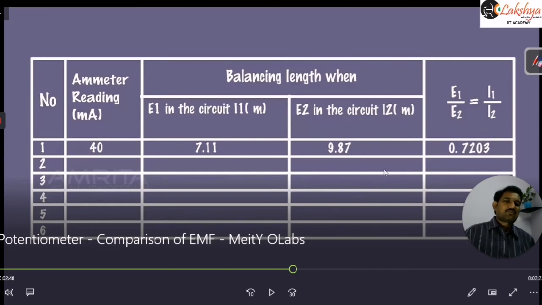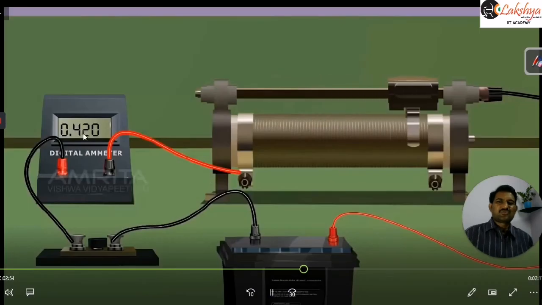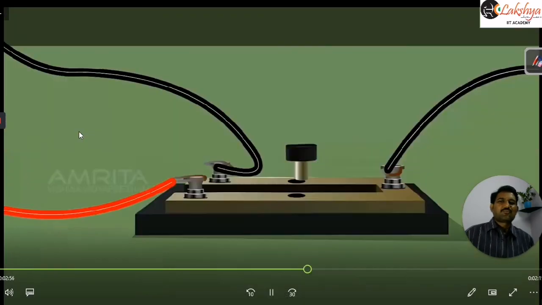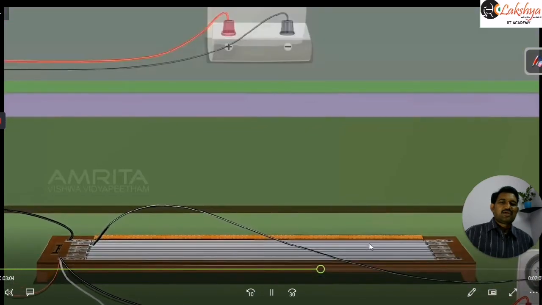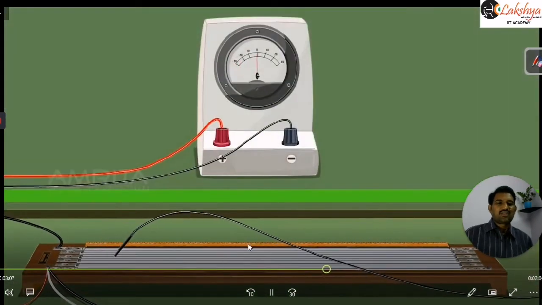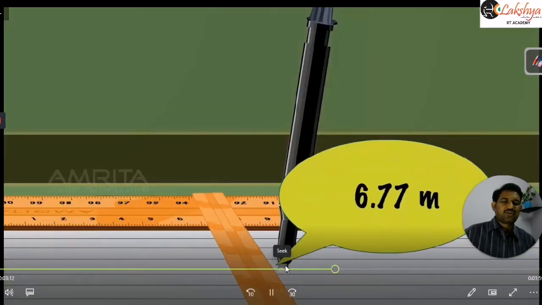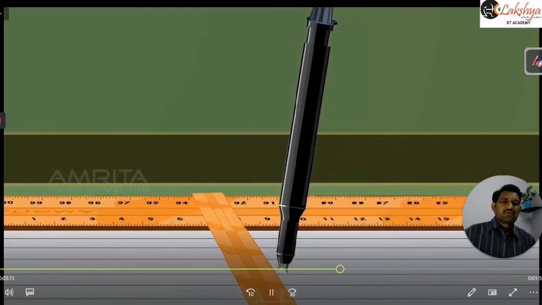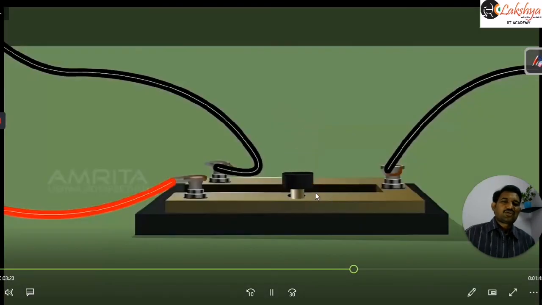So this is the experimental procedure. Next we change the ammeter reading and repeat this process, and we take 4 or 5 readings. Observe this: now we are taking 0.42 milliamperes. Then we again repeat this, finding the balancing length for E1 and E2 for different currents, and finally we find the average values. So we are finding the balancing length for E1 for 42 milliamperes. Then again for E2 also we find the balancing length here.